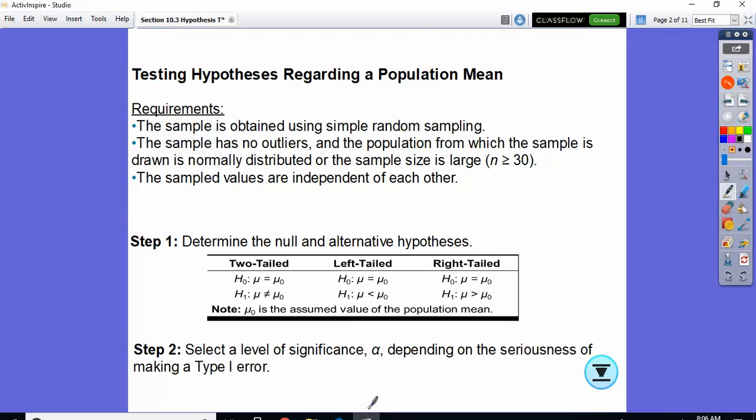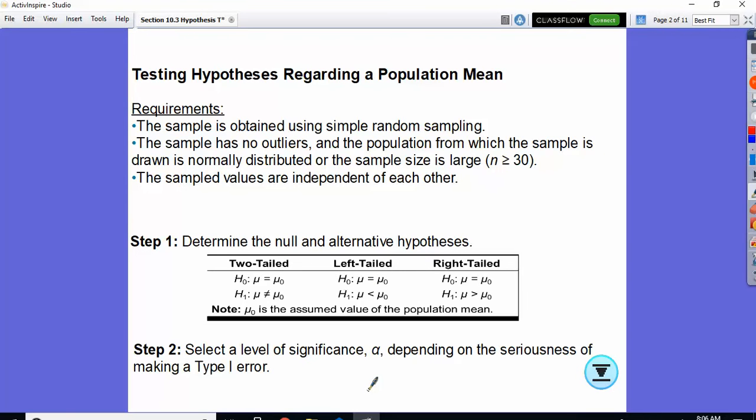So just your requirements. We know that when we're talking about X bar, we still have to have a simple random sample, no outliers, and it has to be normally distributed. So when we were talking about the p-hat, we had to verify that n times p times 1 minus p was greater than 10 and all of that. With X bar, you just need to make sure that it's normal. And if it's not normal, then you have to have at least 30. So I'll have to give you one of those two things, either telling you that it's normal or n would have to be bigger than 30. And everything has to be independent.